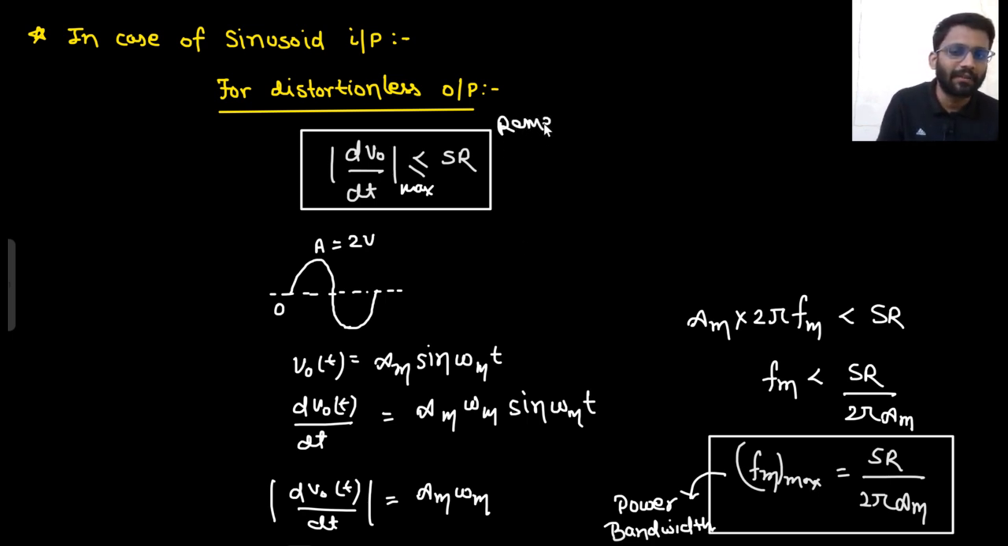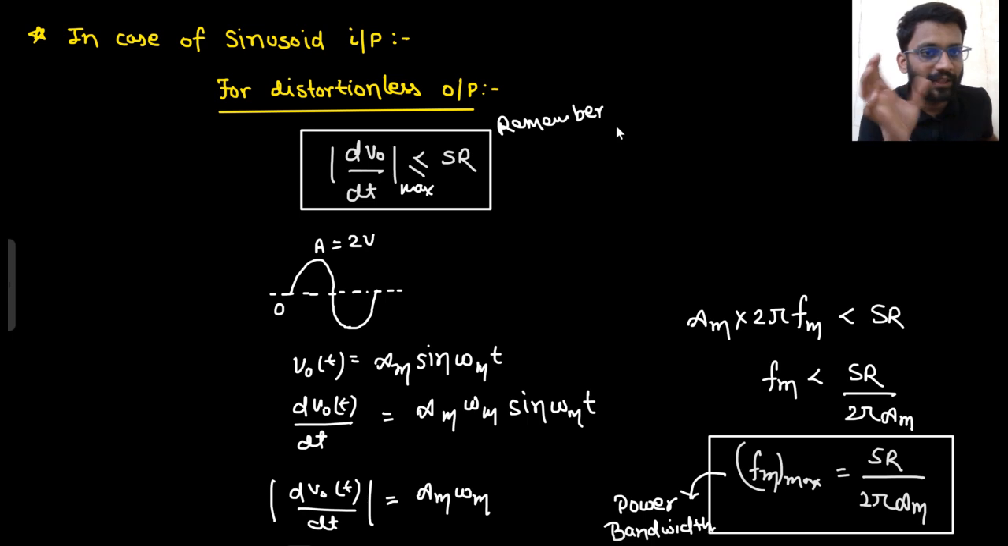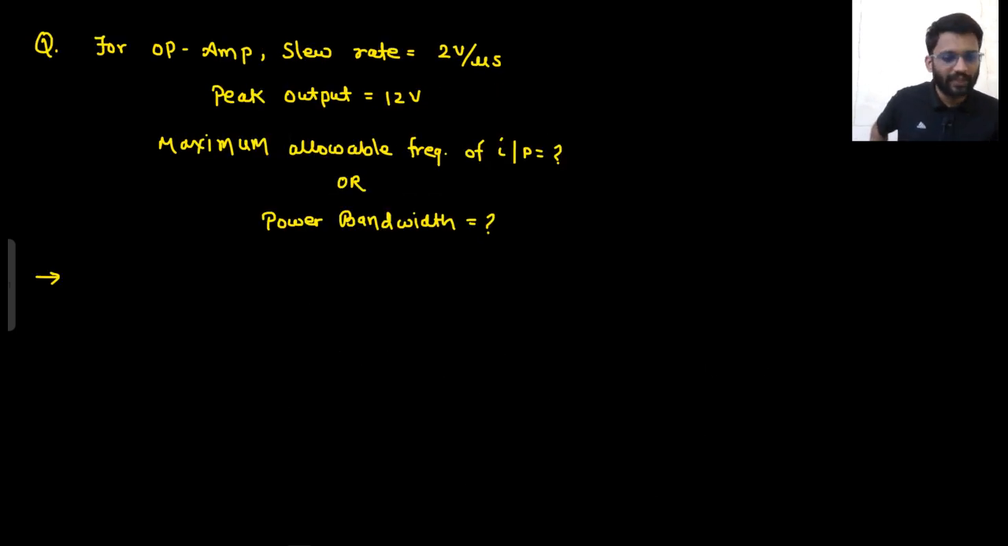Just remember this one, that if your output is running fast, the OpAmp will not be able to catch the output. So dV naught by dt should be lesser than the slew rate. This is what you need to remember. So what is dV naught by dt? You can differentiate it there, and the dV naught by dt value should be less than slew rate. Slew rate will be given and values will be given. You just need to find the other value. So let's see an example.